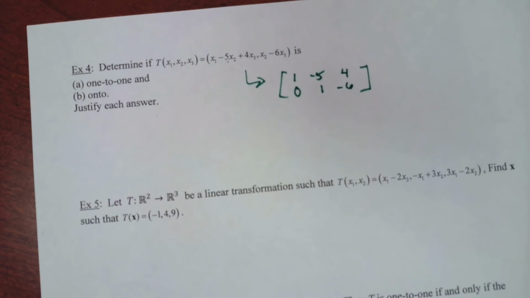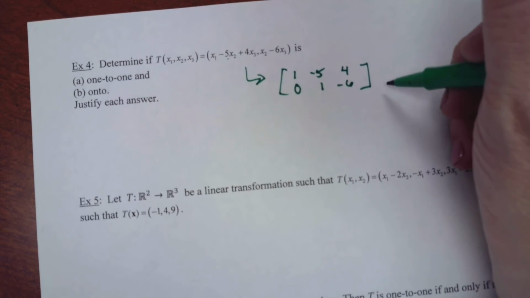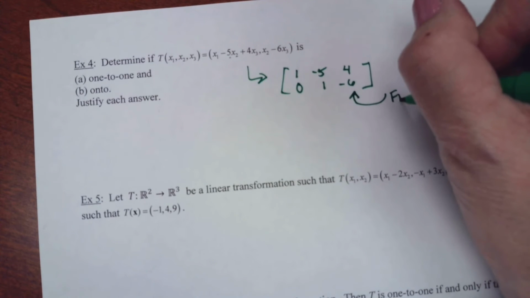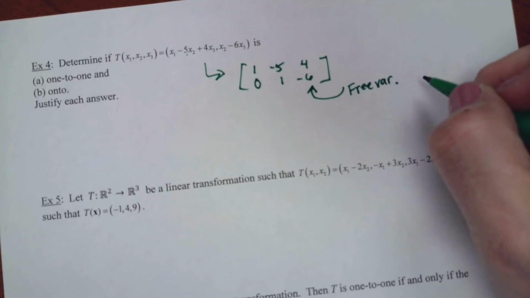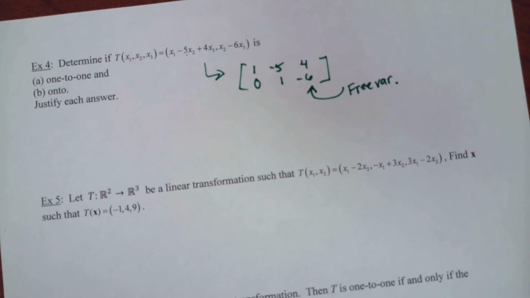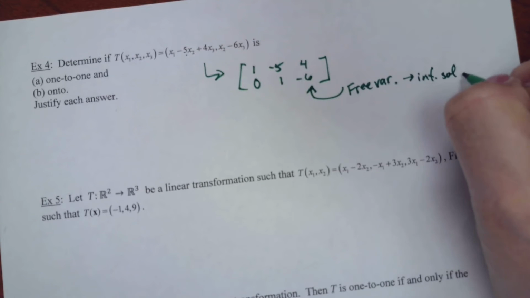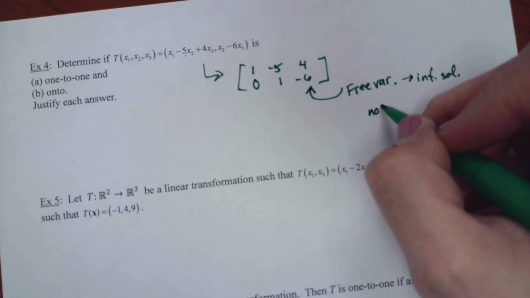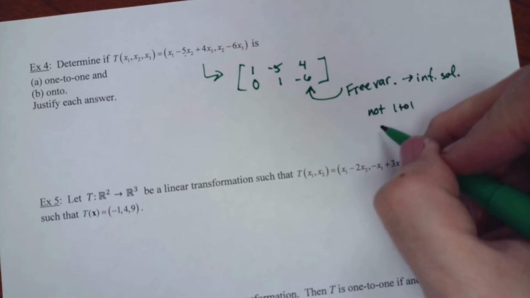Okay, so if these were my coefficients, it wouldn't really matter what my answers were over here, because what I see here is that there is going to be a free variable, and that free variable indicates that there's more than one solution. So this is infinite solutions. Therefore, I cannot be one-to-one, but I am onto.